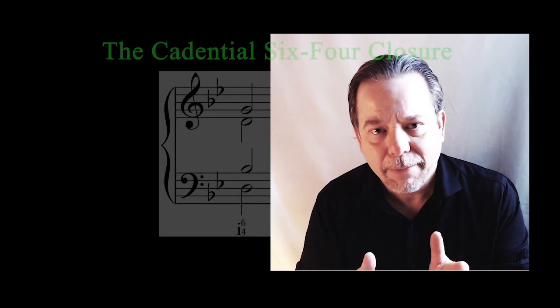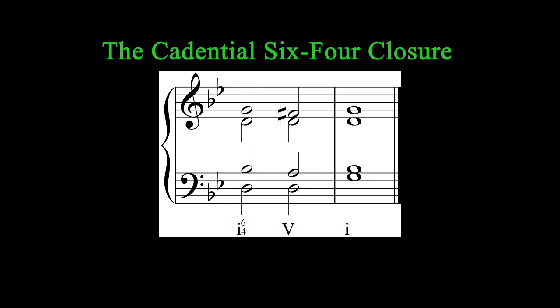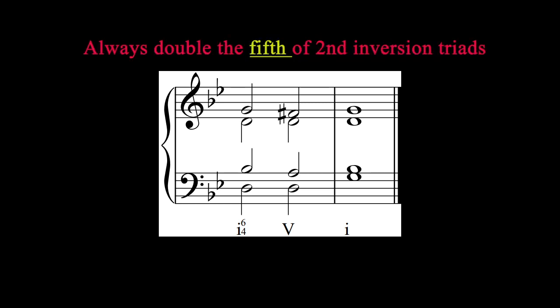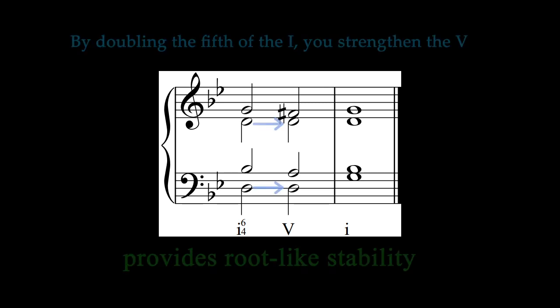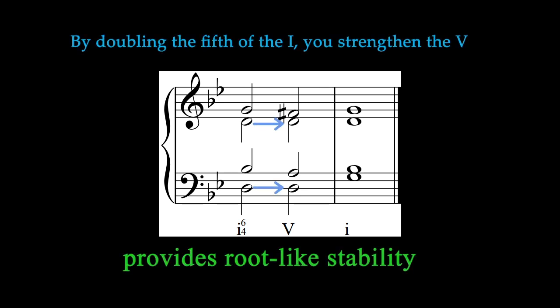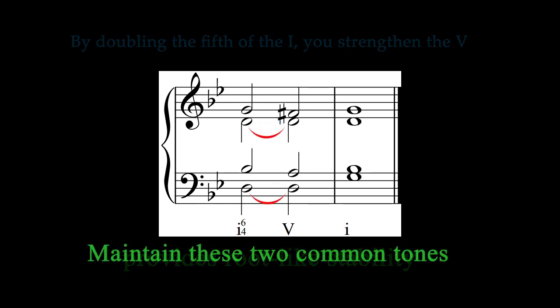Let's take a closer look at this and see what's actually happening. Here's a cadential 6/4 in G minor. It's important to note that for every 6/4 chord, every second inversion chord, you double the 5th of the chord. So here's a G, that's the root, here's the B flat, that's the 3rd, and the D is doubled. We do this in order to strengthen the sense of the 5th. It provides a root-like stability.